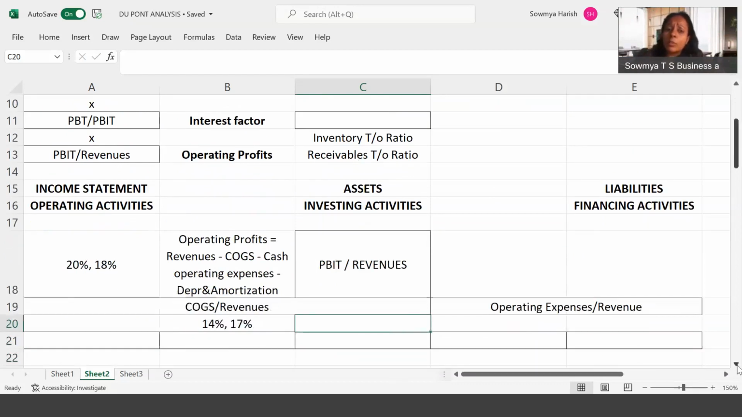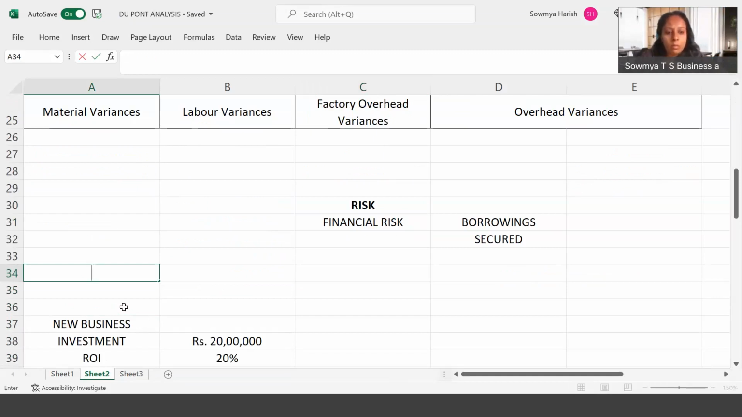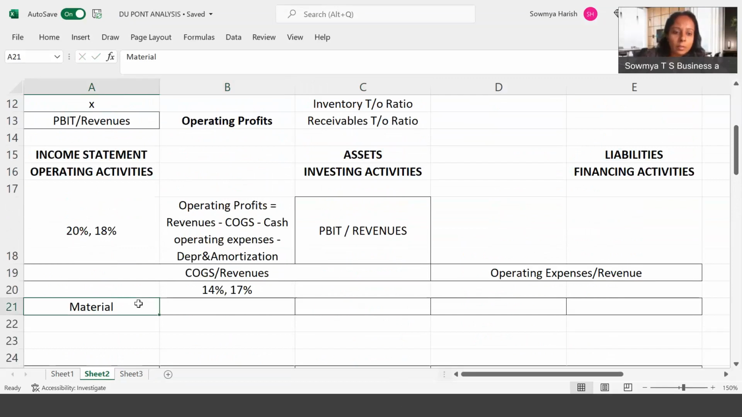And here, the next question that arises in our mind is why the cost of goods sold has increased. It can be because of material cost, or it can be because of labor cost, or it can be because of factory expenses, factory overheads.